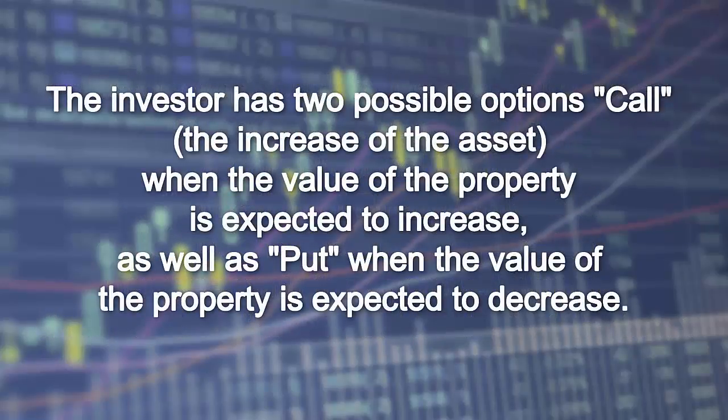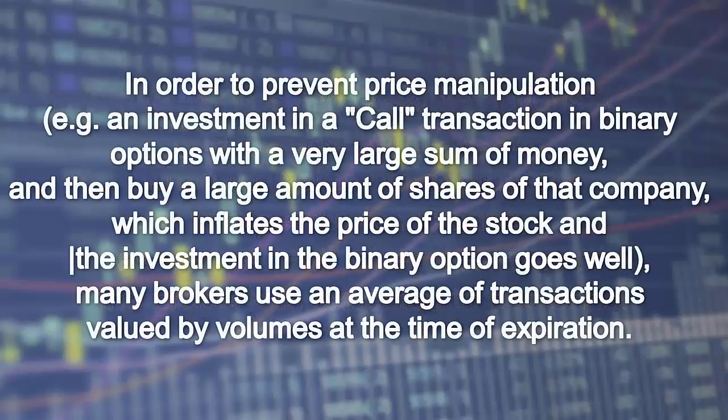The investor has two possible options: call, the increase of the asset, when the value of the property is expected to increase, as well as put, when the value of the property is expected to decrease. In order to prevent price manipulation, e.g., an investment in a call transaction in binary options with a very large sum of money, and then buying a large amount of shares of that company, which inflates the price of the stock and the investment in the binary option goes well.